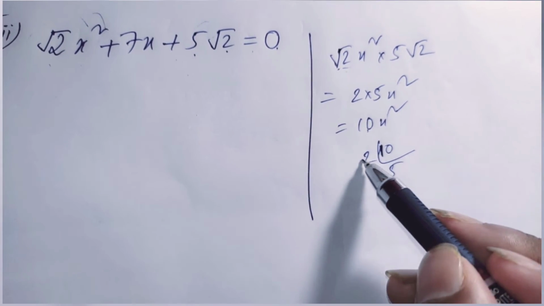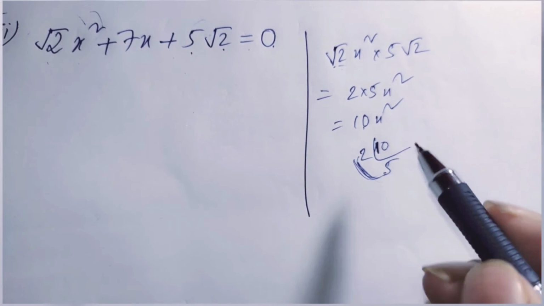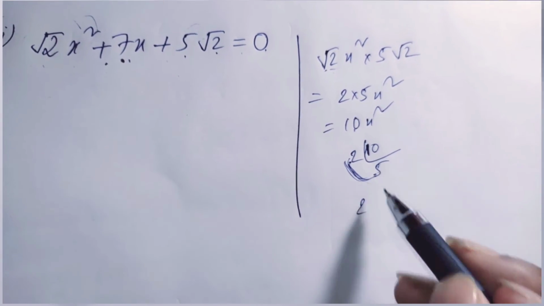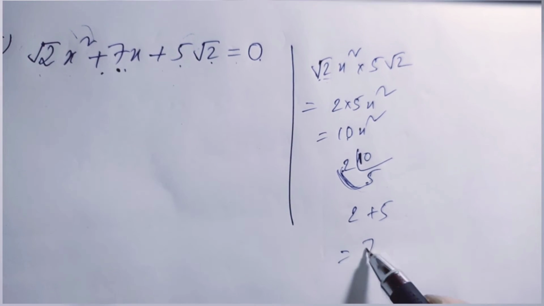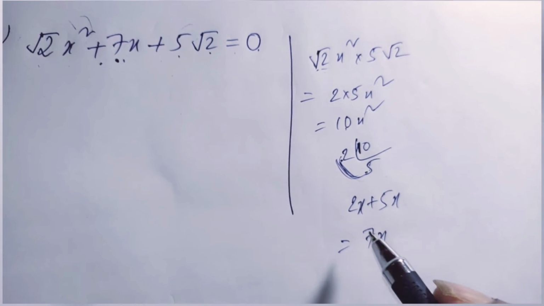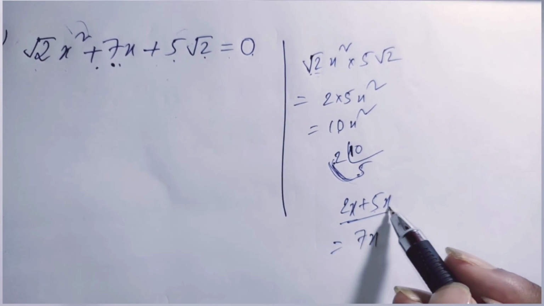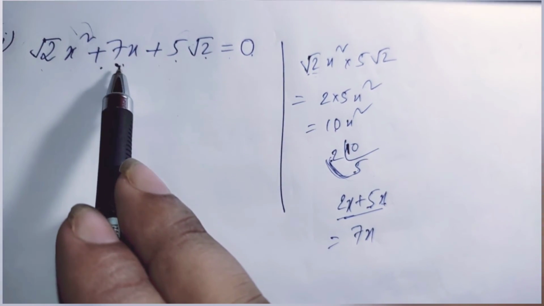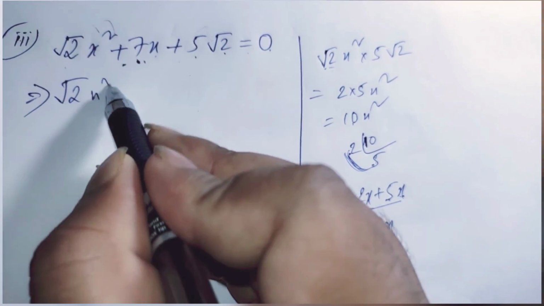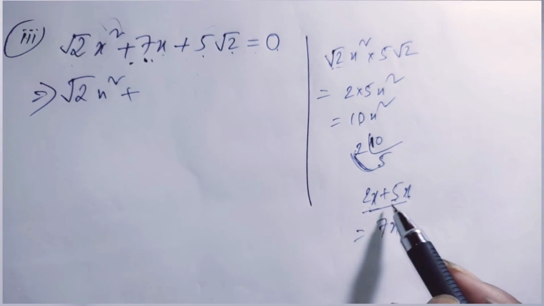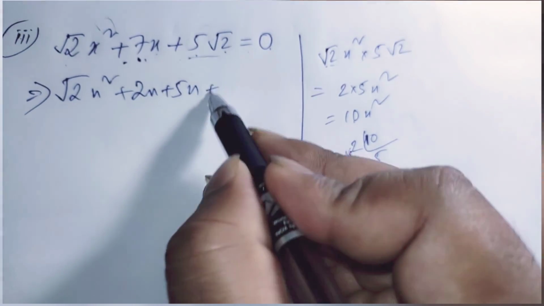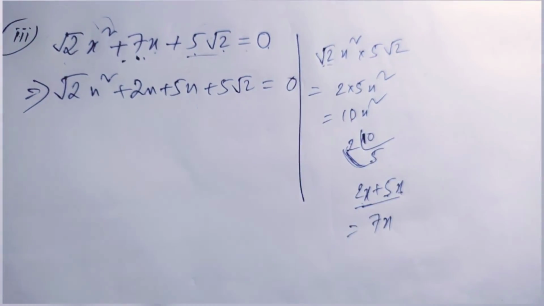And now you go for the possibilities to get plus 7. So you can write 2 and then plus 5. 2 plus 5 you get plus 7. And of course you can write x. So now you can write 2x plus 5x in place of plus 7x. So we are going to do this. Root 2 x squared, so it is plus 2x plus 5x, then plus 5 root 2 equals 0.